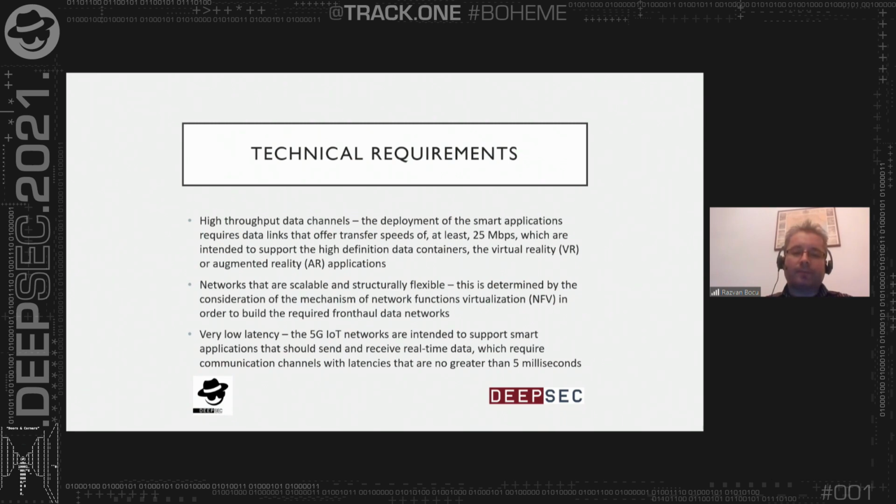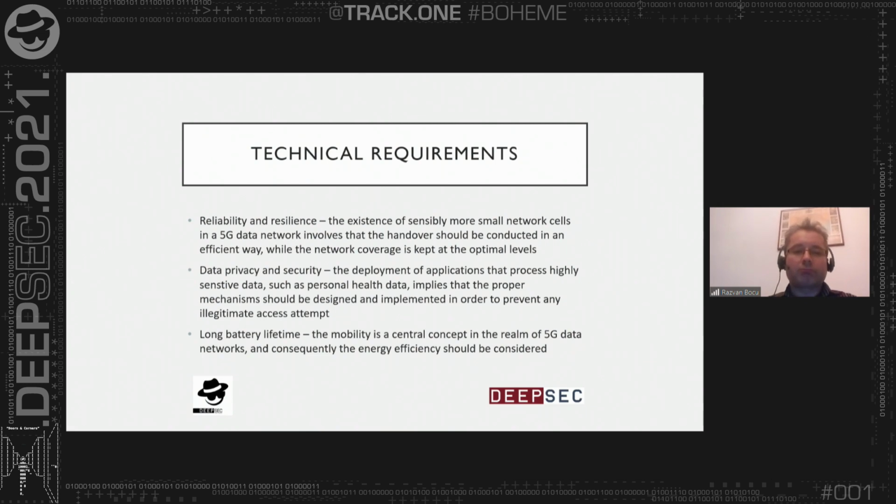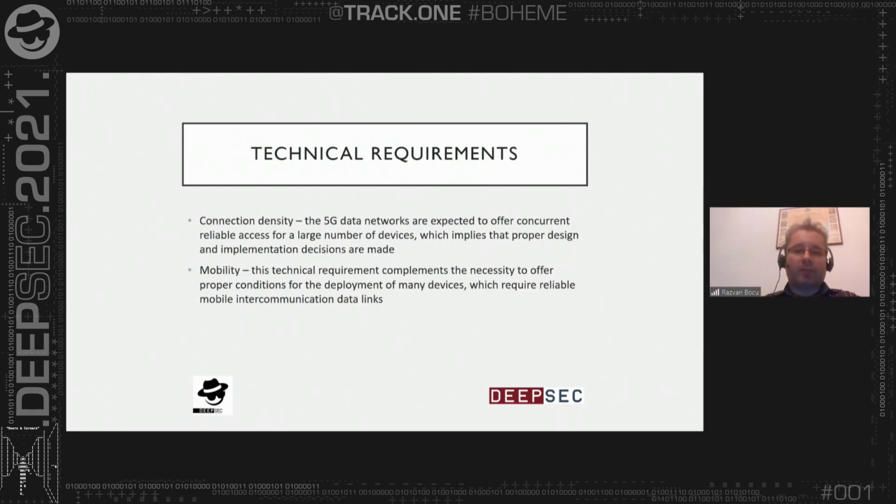Then we have spoken about very low latency for the 5G Internet of Things data channels. Then reliability and resilience, data privacy and security. We have processed highly sensitive data such as personal medical data. And this is a natural requirement. And not the least important, we have envisioned the long battery time. Furthermore, there are some other requirements such as connection density and mobility.